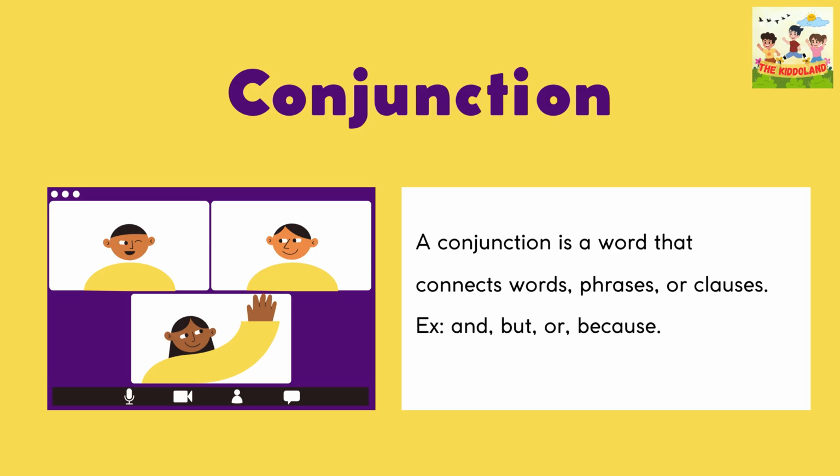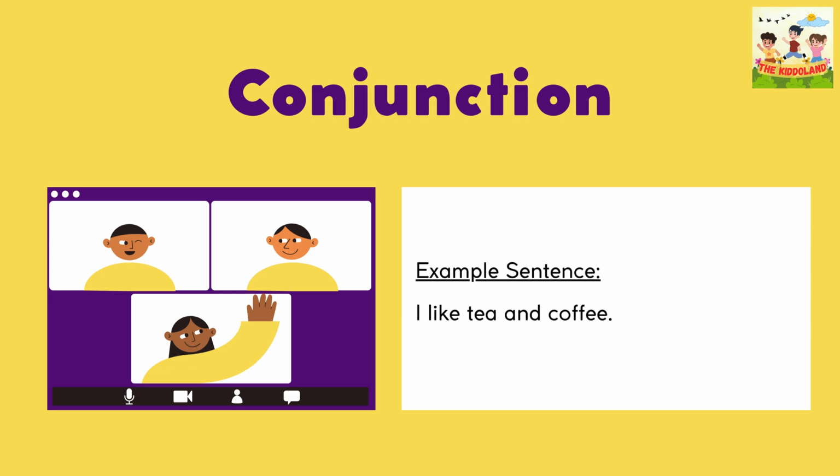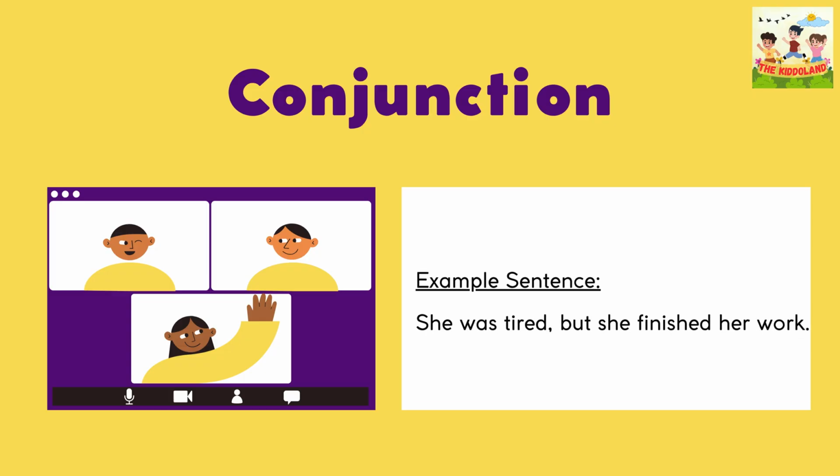Look at this sentence. I like tea and coffee. The word and is the conjunction joining 2 nouns. Try this one. She was tired, but she finished her work. The word but connects 2 related ideas with contrast.